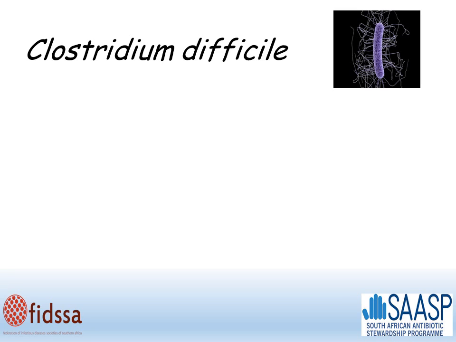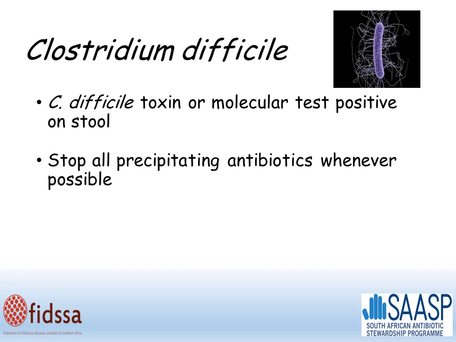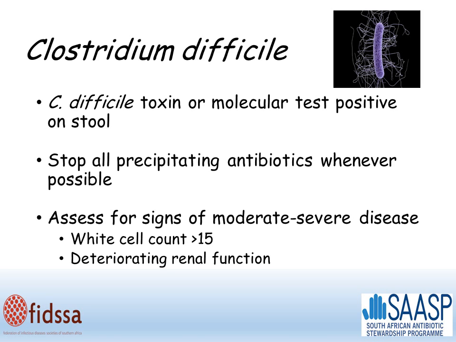Turning now to Clostridium difficile infection. The diagnosis is confirmed when C. diff toxin is positive or a molecular test is positive on stool from a patient with compatible symptoms. The first treatment is always to stop all precipitating antibiotics whenever this is possible, and then assess the patient for signs of moderate or severe disease. There are different scoring systems in the literature. One suggestion is that moderate to severe disease occurs in patients with a white cell count greater than 15, deteriorating renal function, or clinical signs of colitis.